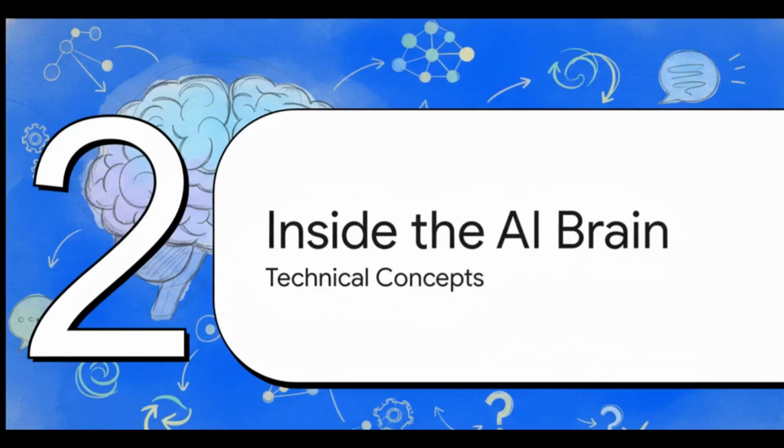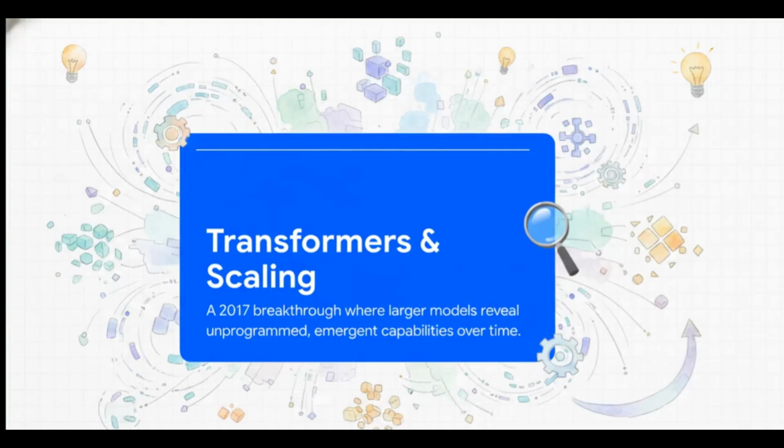Moving right along to Section 2, inside the AI brain, technical concepts. Now that we've got our philosophy locked in, let's dig into the technical vocabulary you need to truly understand what's happening under the hood. It all comes down to the transformer architecture. This was a massive breakthrough in 2017 that fundamentally changed the game by allowing AI to process huge sequences of text in parallel.